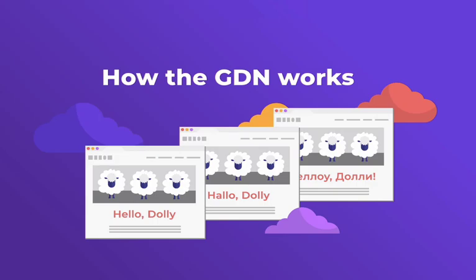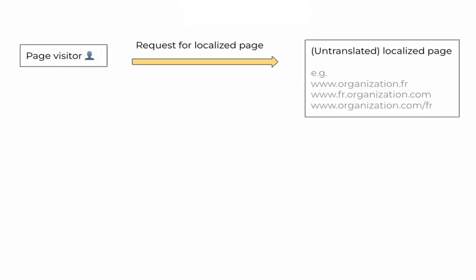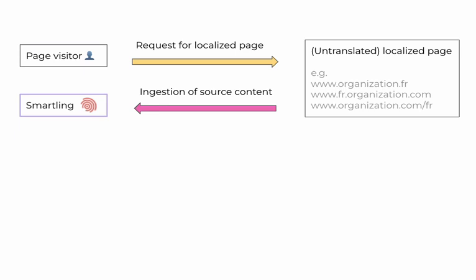To better understand how a GDN project is organized in Smartling, let's first take a look at how website content is uploaded and translated with the GDN. In a first step, the localized page needs to be visited, even if it hasn't been translated yet. This allows the GDN to browse the page for translatable text. Once a page has been visited, using the localized URL, the source content from this page is automatically sent to your associated GDN project in Smartling.